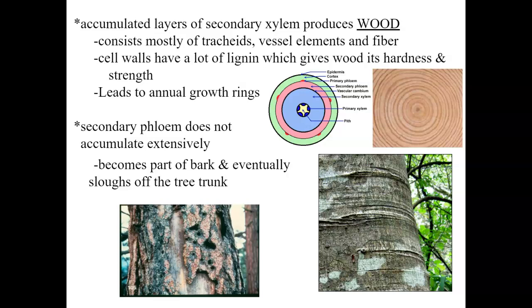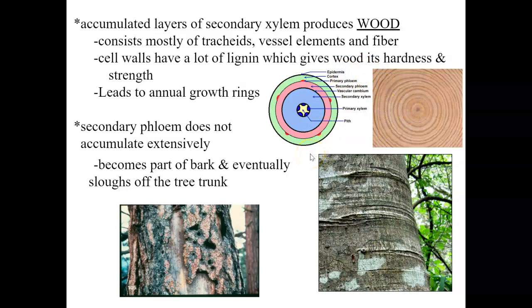And it's this lignin and these other tough structural components that lead to that. But we can see the annual growth rings in wood. This is all an accumulation of secondary xylem. The primary xylem is way in the middle here. There's not very much of it anymore. It's really mostly secondary xylem. All this is secondary xylem.